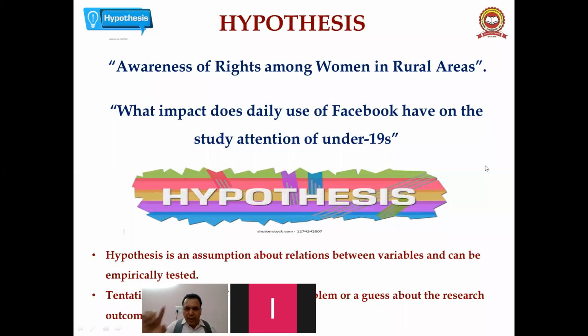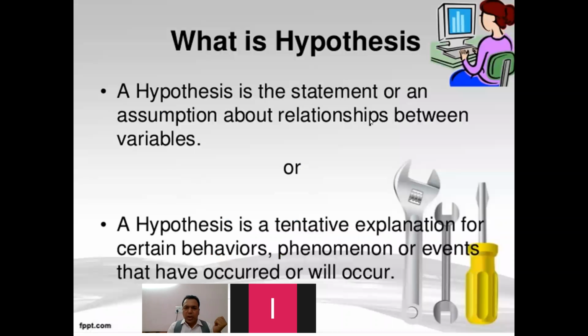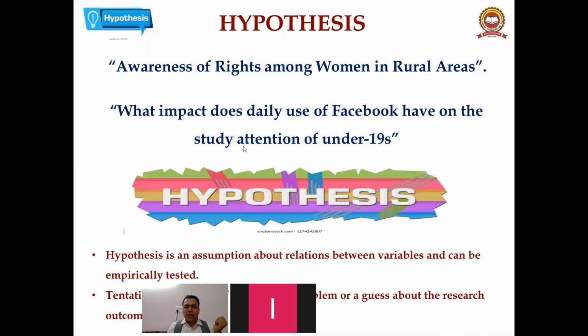So I have written here two topics. The first research topic is awareness of rights among women in rural areas, okay? And the second is what impact does daily use of Facebook have on study attentions of under 19s, right? Hypothesis हमने अभी just we discussed the hypothesis. Hypothesis, it talks about the relationship between the variables, right?